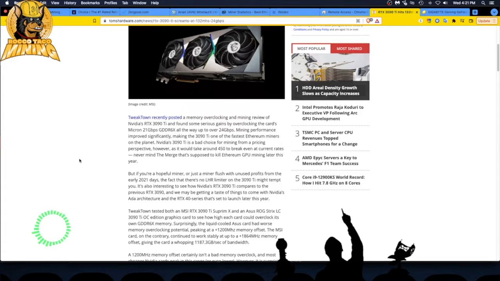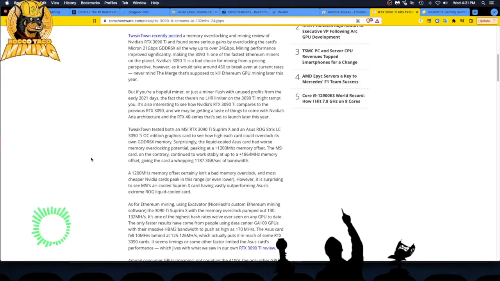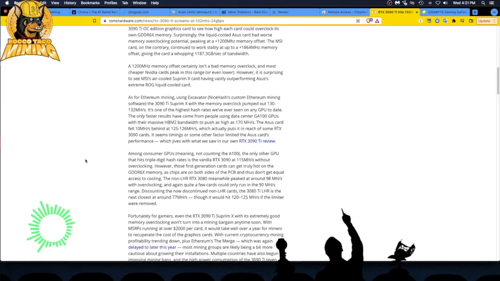Don't fall for it. It's also interesting to see how NVIDIA's 3090 Ti compares to the previous 3090. And we may be getting a taste of things to come with NVIDIA's Ada architecture and the RTX 40 series that is set to launch later this year. So NVIDIA has a bunch of stuff coming out, which is good. There was something down here I wanted to highlight.